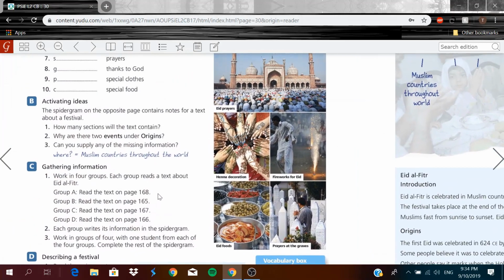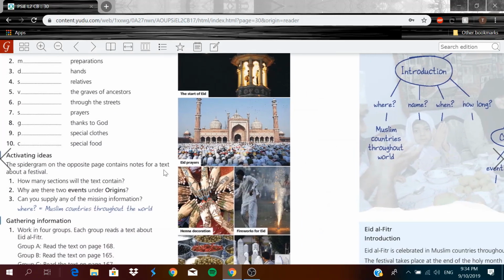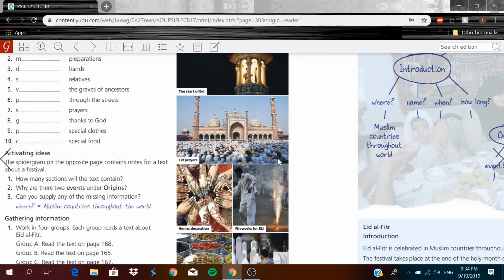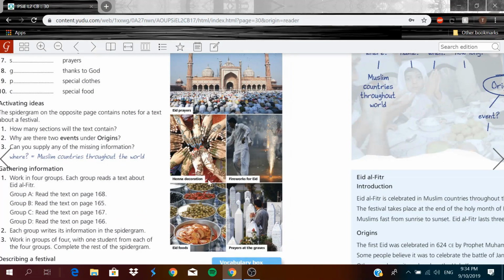Okay? So that was exercise B. I want you guys to take a quick look at the pictures here. These are some illustrations. So the start of Eid based on the moon. Then we have the Eid prayers in Muslim countries, basically all over the world. Henna decorations, fireworks for Eid, and Eid foods. Obviously, people want to enjoy their food after a month of fasting, and some people like to go visit the graves of their loved ones and pray.